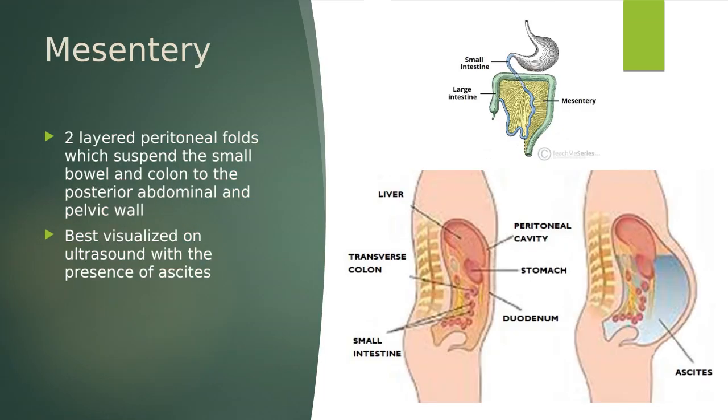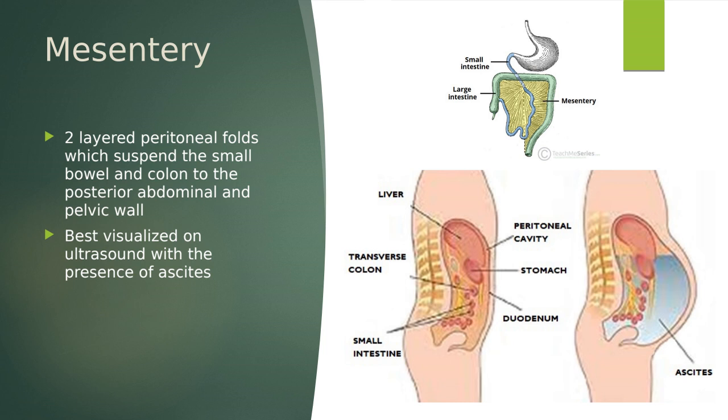Next, we have our mesentery. So again, kind of giving us a little bit more protection and support here. It's going to be made up of, again, a double layered peritoneal fold, which is going to help to suspend now the small bowel and the colon to the posterior side of our abdomen and our pelvic wall. And it's something that we do not really see on ultrasound.